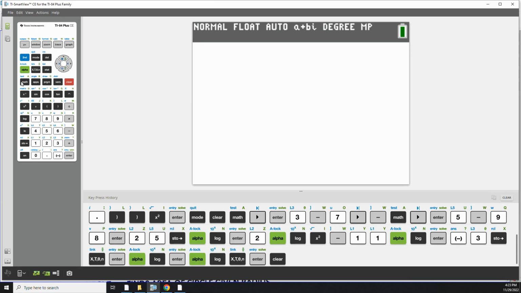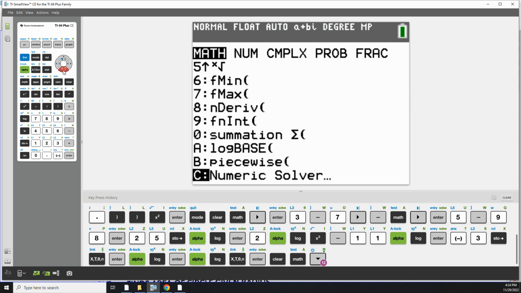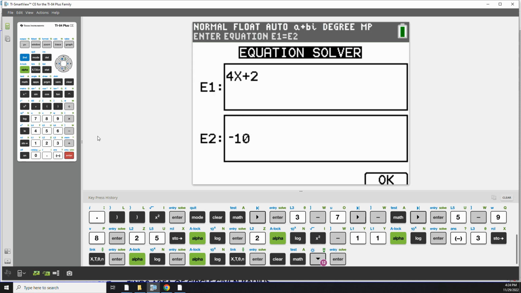Everybody hit math. There's a lot of cool things under math. And look at what they did to you. They hid it from you. It's all the way at the bottom. Numeric solver. It solves any equation for you. Can you believe it? Click enter.